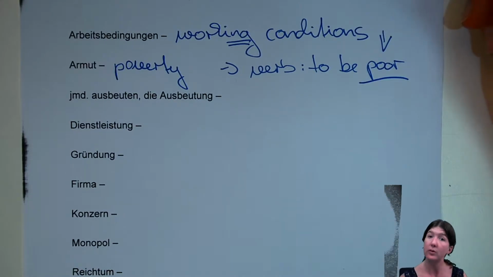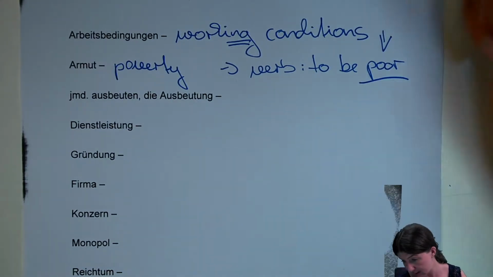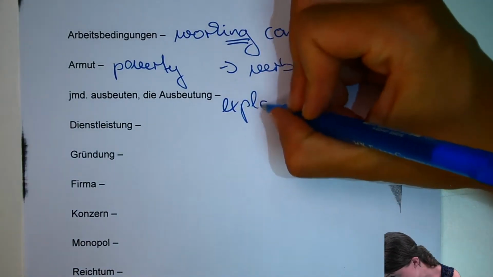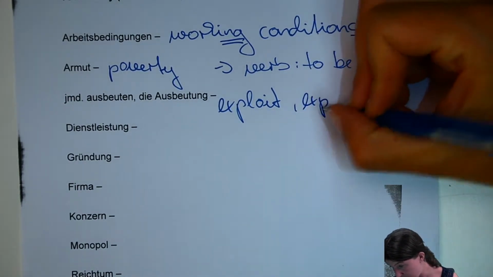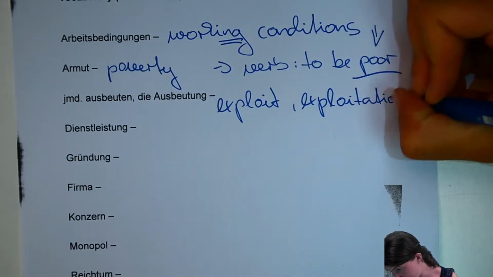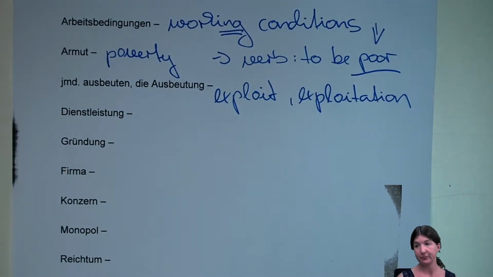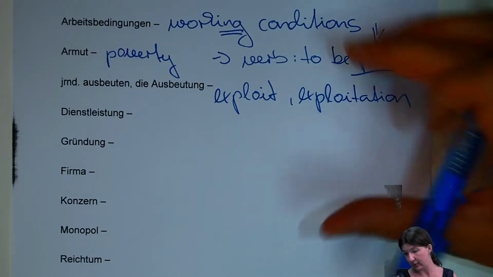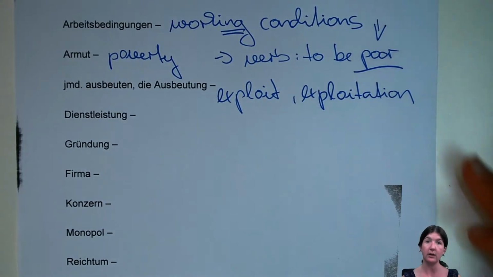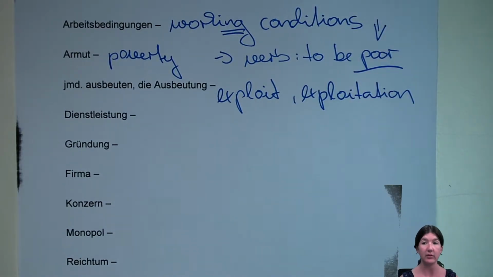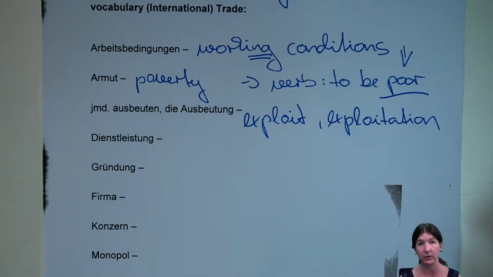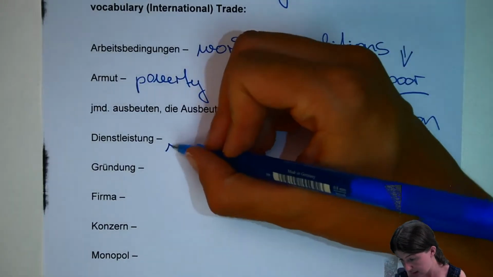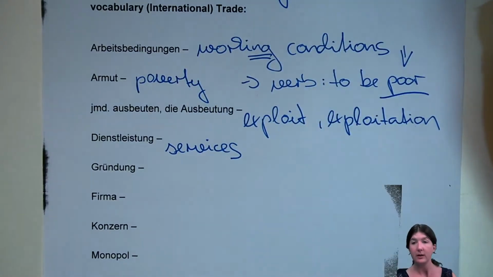Jemanden ausbeuten, or Ausbeutung, is also one of the words that we will come across again in the globalization topic. To exploit someone, jemanden ausbeuten, and the noun exploitation, die Ausbeutung. In globalization or in international trade, you of course do trade goods, but you also trade Dienstleistungen. You do not only trade goods, you also trade services. Dienstleistungen as services.